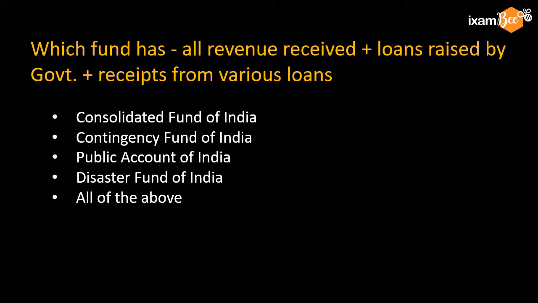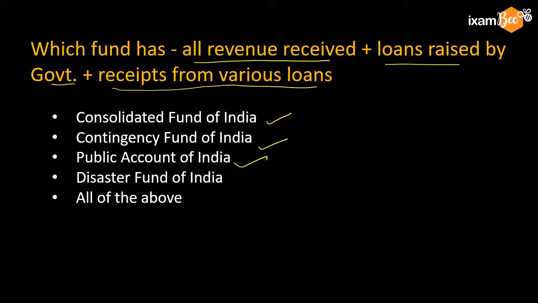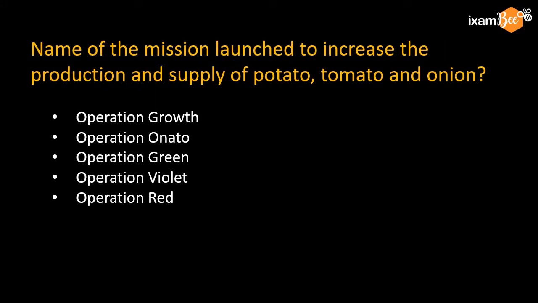Starting with a few questions: which fund has all revenue received, loans raised by the government and receipts from various loans? So which fund includes these three things? These are the options: Consolidated Fund of India, Contingency Fund of India, Public Accounts of India, Disaster Fund of India, or all of the above. We will discuss the answer.